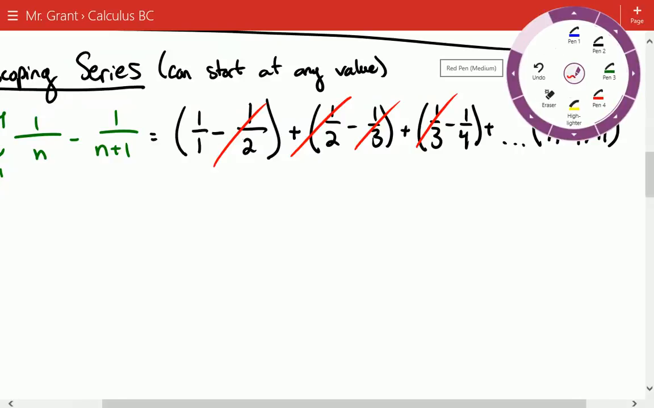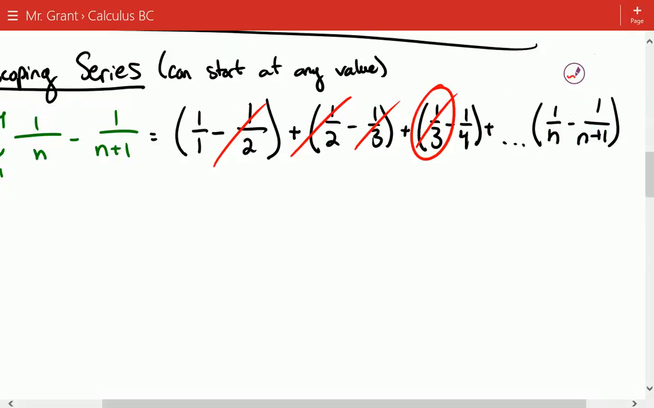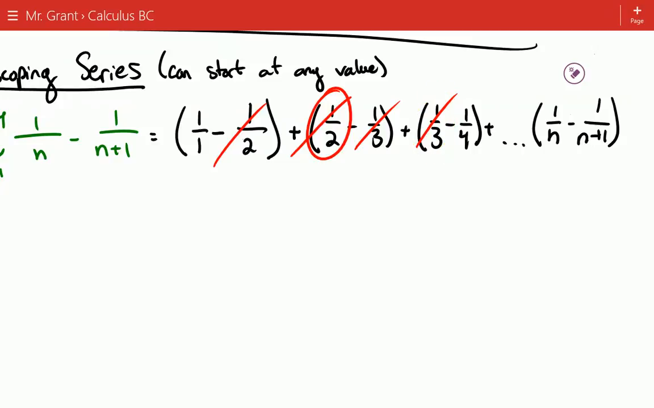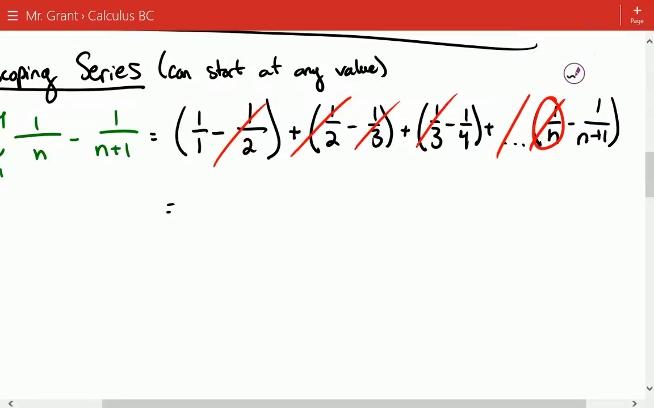But notice that the first term in each of these gets canceled out by a previous one if there is a previous one. And this is a positive 1 over n right here, so there would be a minus 1 over n right before it. So these two would cancel each other out as well. So it tells us that the sum of this is actually simplified down to just 1 over 1, which is 1, minus 1 over n plus 1.